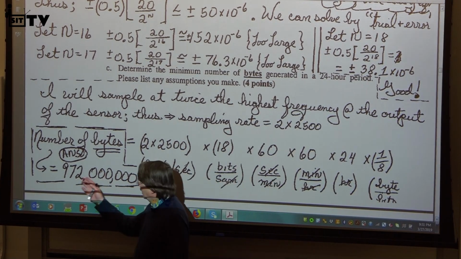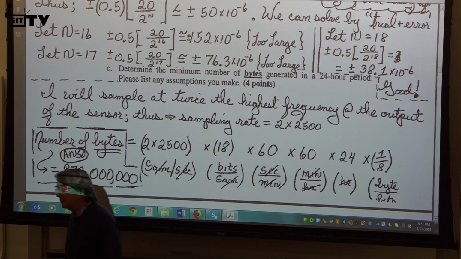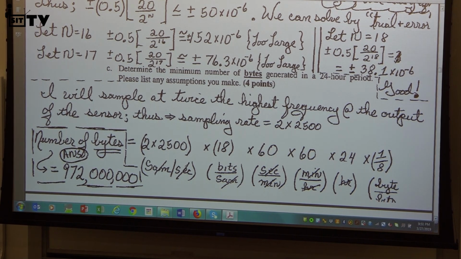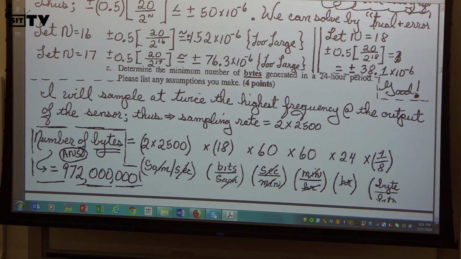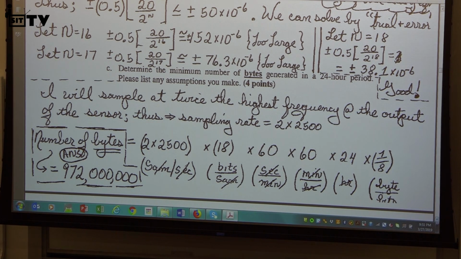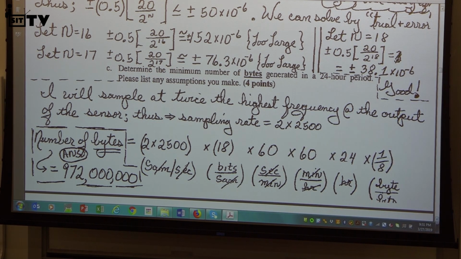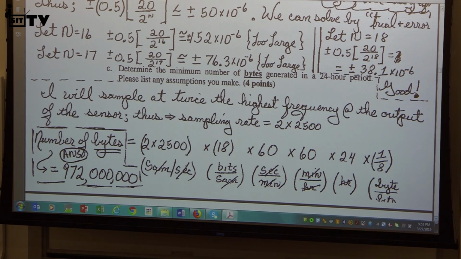972 million bytes. So you would need a storage capacity of 972 million bytes to store one 24-hour period of this. That, I think, is good to know. I mean, it's good to know how to calculate that. Let me pause. How do we do? Yes?